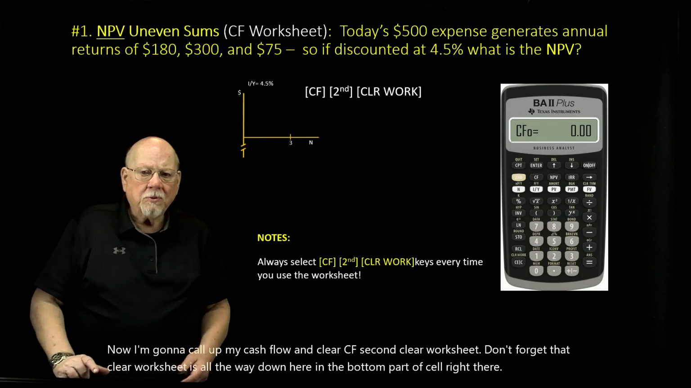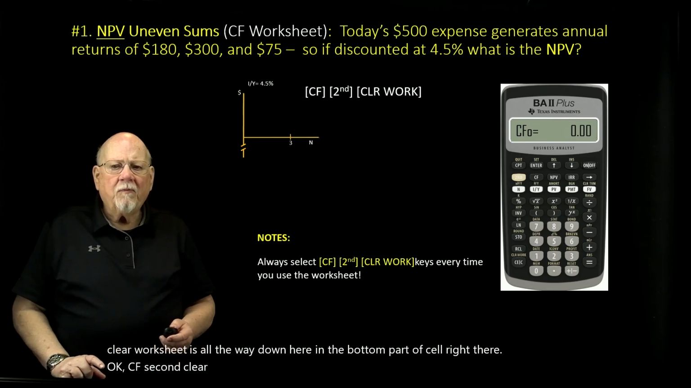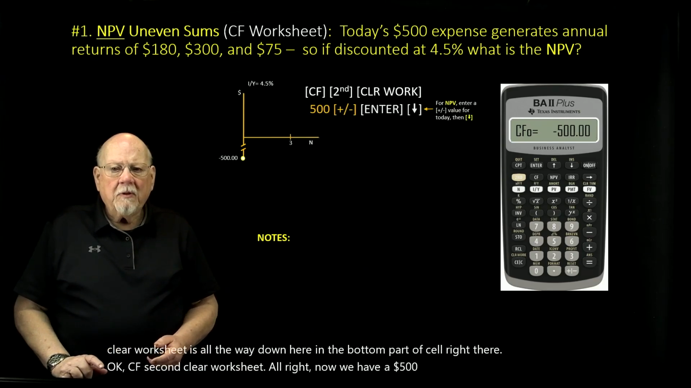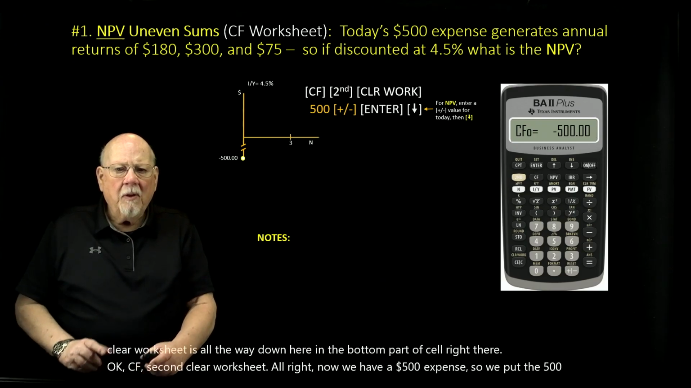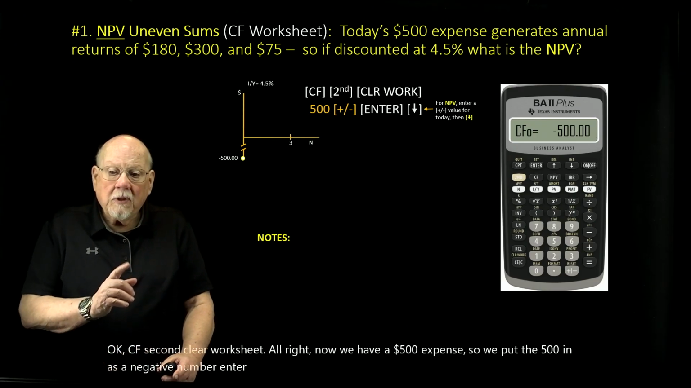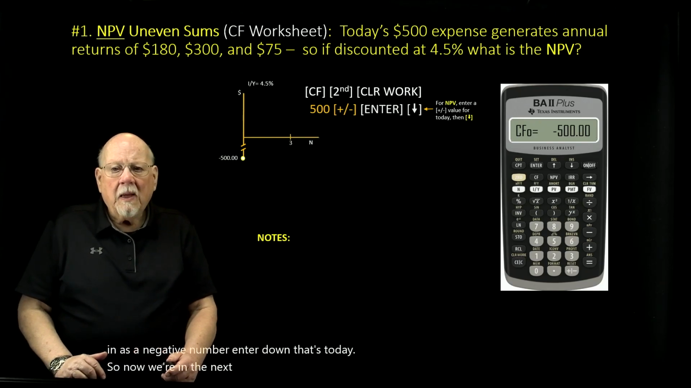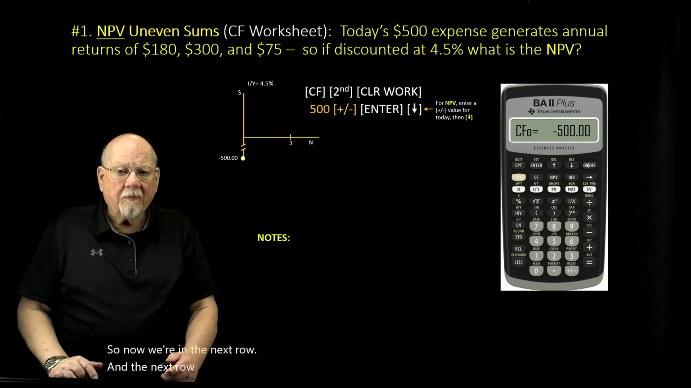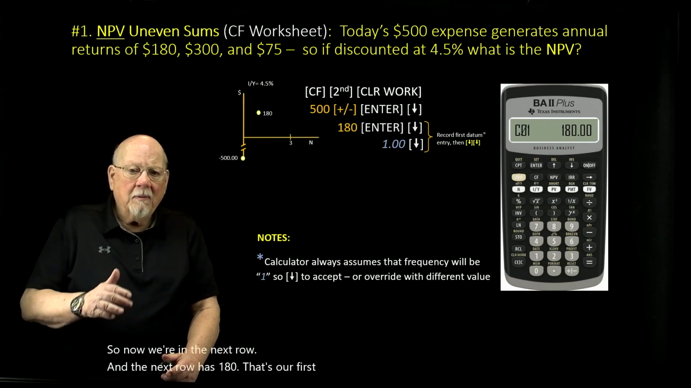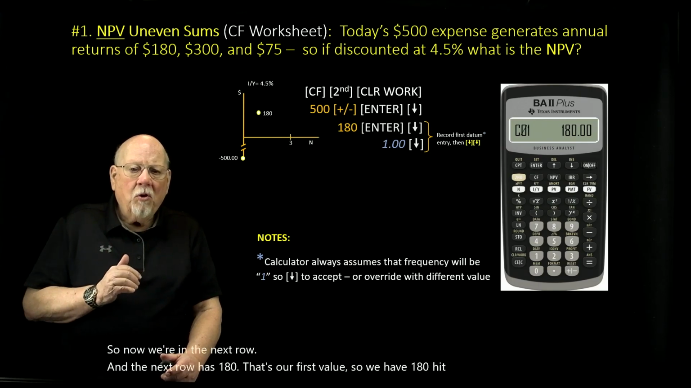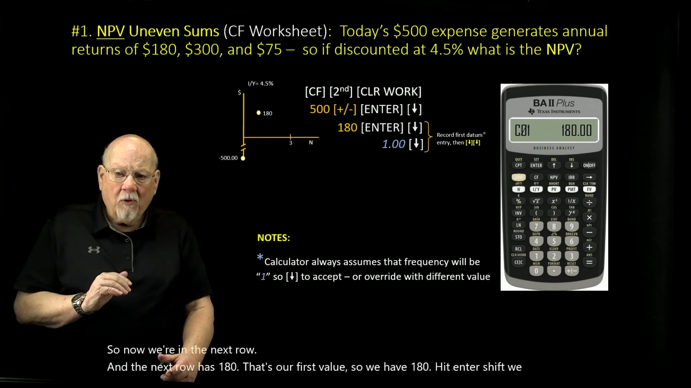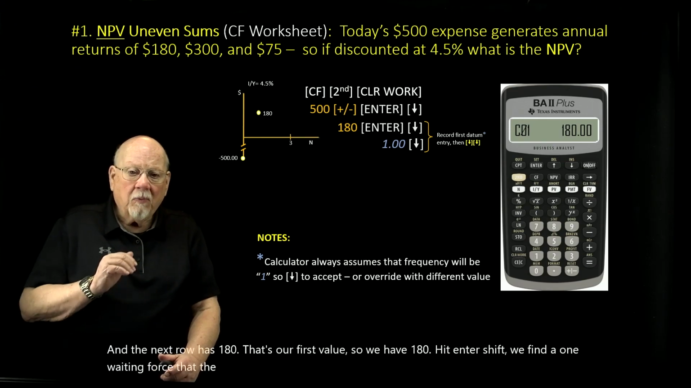CF second clear worksheet. All right, now we have a $500 expense. So we put the 500 in as a negative number, enter, down. That's today. So now we're in the next row. And the next row has 180. That's our first value. So we have 180. We hit enter, shift. We find a 1 waiting for us that the calculator put in, so we hit shift again.